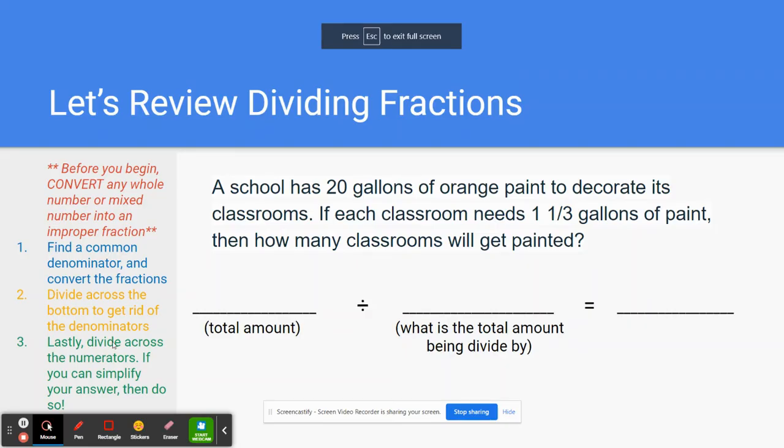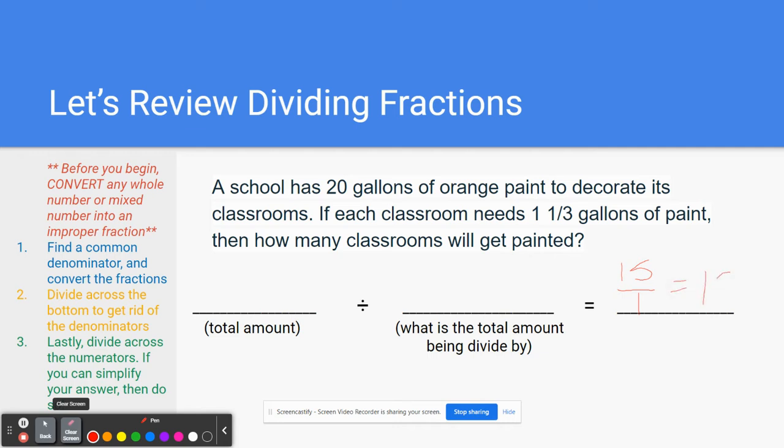All right, so I apologize that other video cut off short, but just to finish it up, when you simplified it, you would have gotten 15 over 1, and 15 over 1 is just the same thing as saying 15 because any number over 1 is itself. So the answer is 15 classrooms. 20 divided by 1 1/3 is 15.